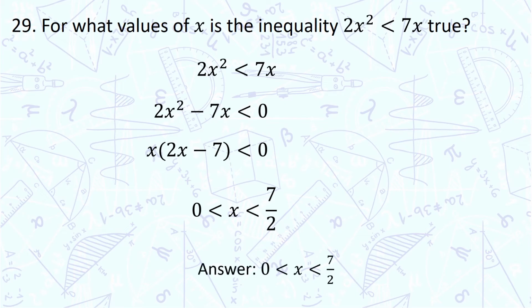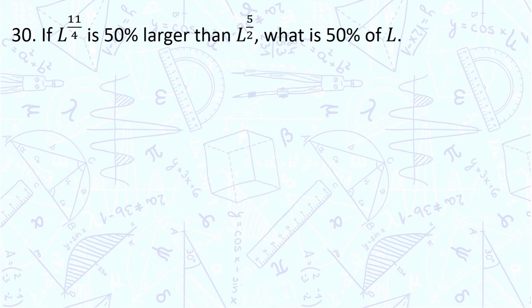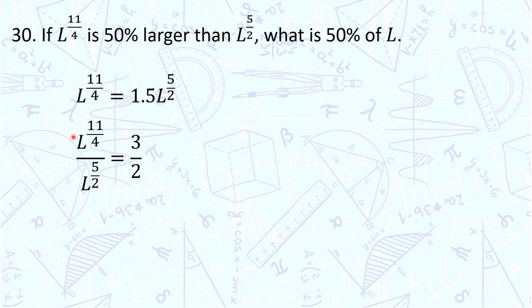30. If L raised to 11/4 is 50% larger than L raised to 5/2, what is 50% of L? Let us solve for the value of L. If L raised to 11/4 is 50% larger than L raised to 5/2, then L raised to 11/4 is equal to 1.5 times L raised to 5/2. Divide both sides by L raised to 5/2 and convert 1.5 to fraction. We'll have 3/2 on the right side.